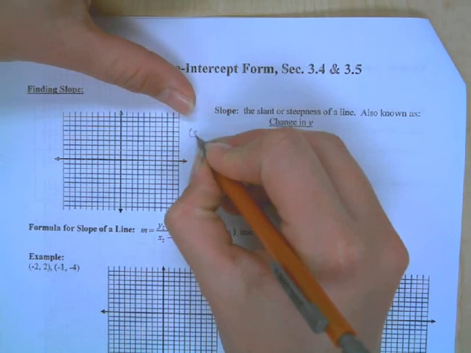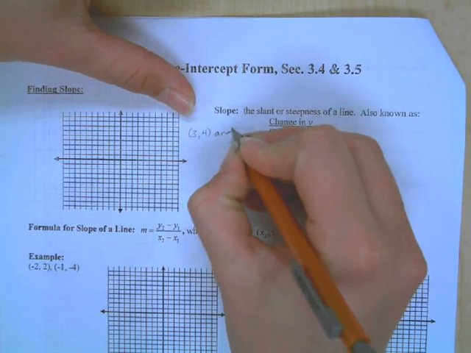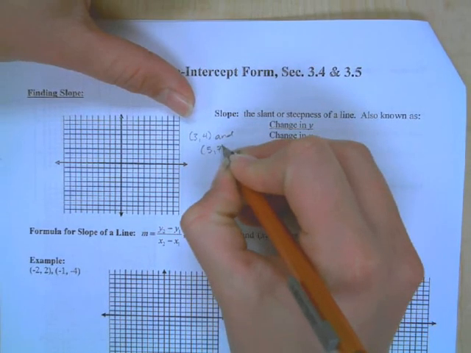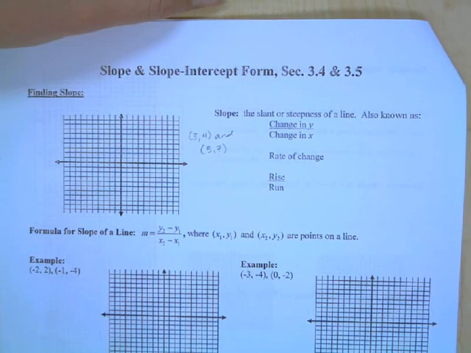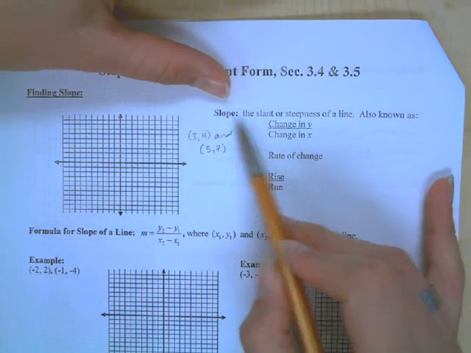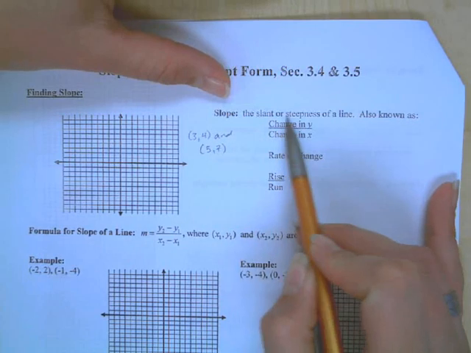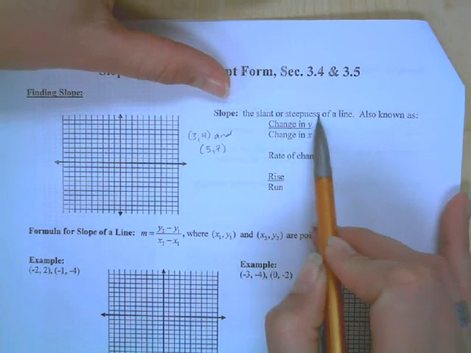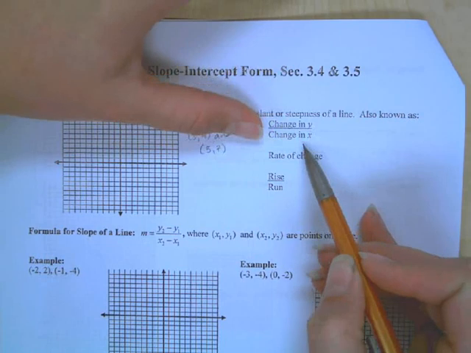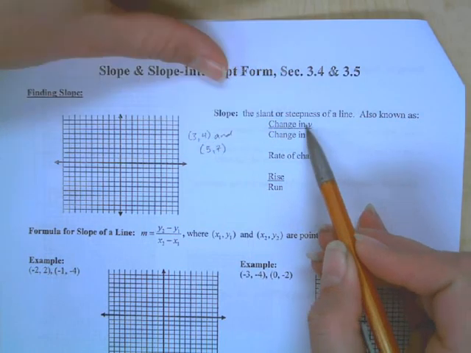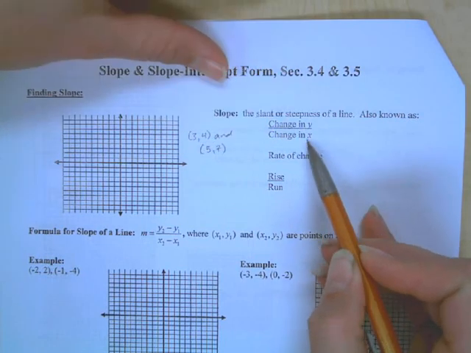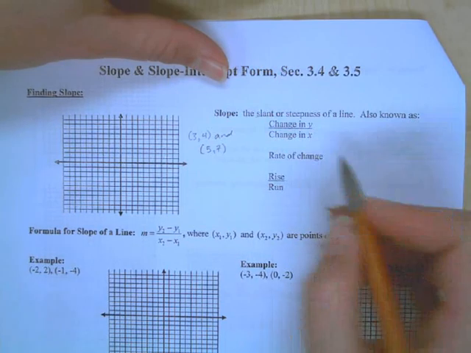Okay, and they want me to find the slope of this. Now, slope has many different names. It's the steepness of a line. We call it the change in y over the change in x. The top part of your slope is going to be your vertical movement, and the bottom part is going to be your horizontal movement. They also refer to that as the change, or rise over run. It depends on who's saying it and what they're talking about, which part of this I actually talk about.